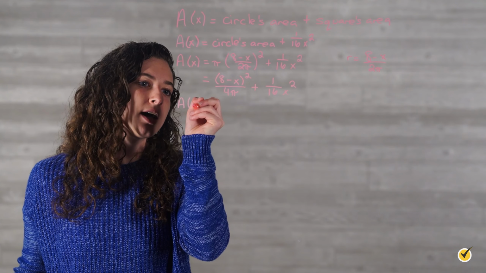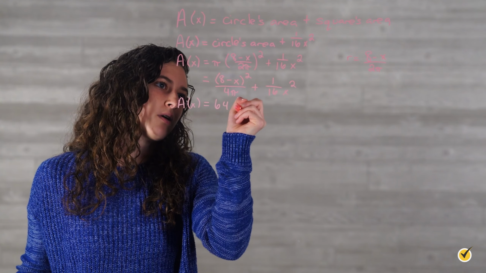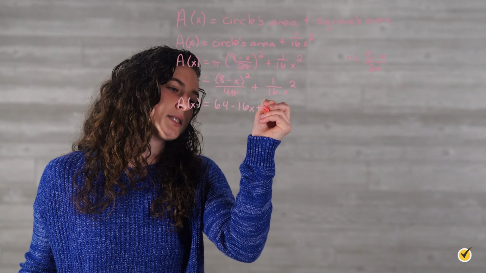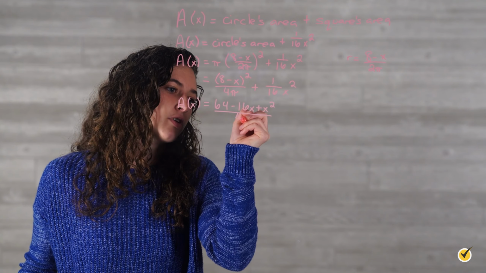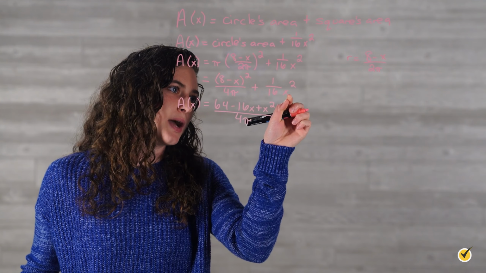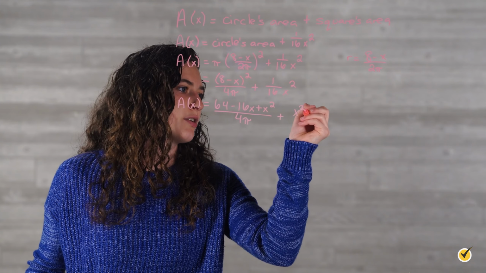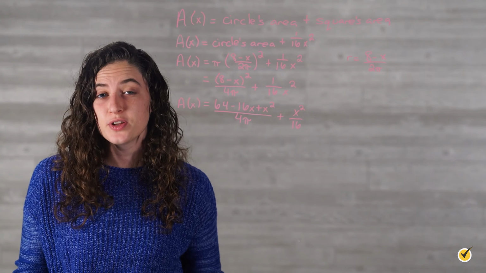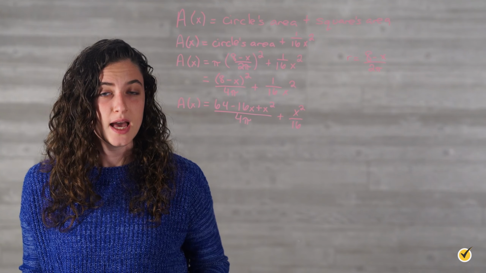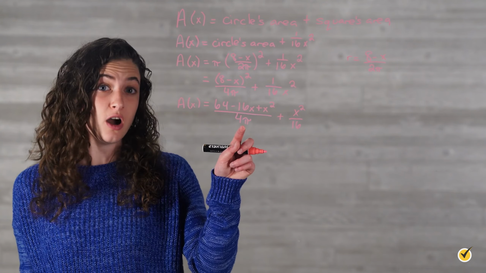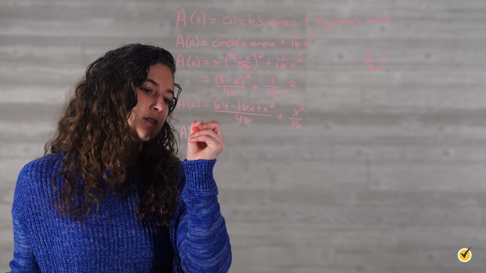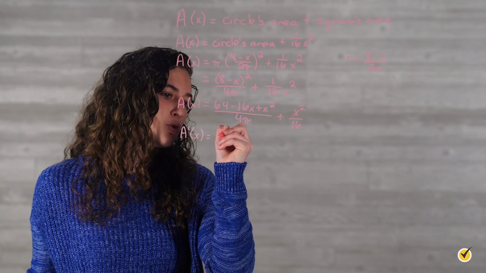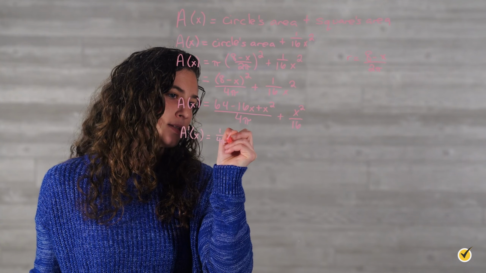Before taking the derivative, let's FOIL out the numerator of the first term. So we'll have A of x is equal to (64 minus 16x plus x squared) all over 4 pi. And then over here, I'm going to put x squared in our numerator, so plus x squared over 16. To find the derivative of the first term, we could use the quotient rule. However, since the bottom is simply a constant, we can just factor it out and take the derivative of the top. So A prime of x will be equal to 1/(4 pi) times the derivative of the numerator, which will be negative 16 plus 2x.